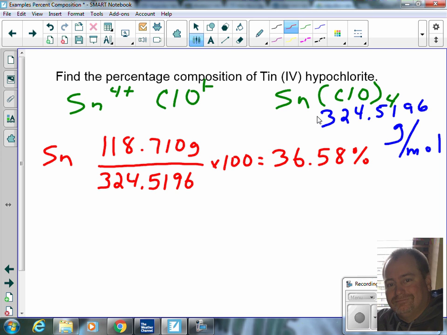Now what's next? I just say, okay, the next element is chlorine. Now, chlorine has a molar mass of 35.453 grams. But how many chlorine are there? There are 4 chlorines. So I've got to take that number and multiply by 4.